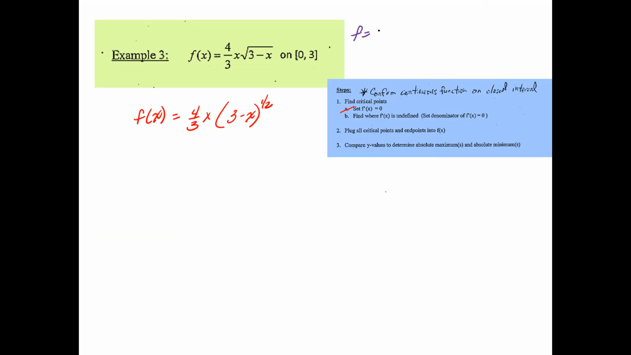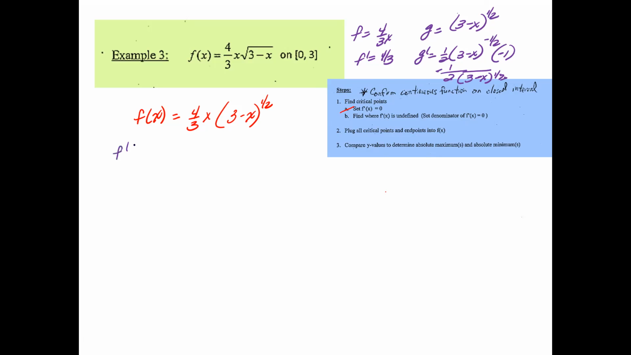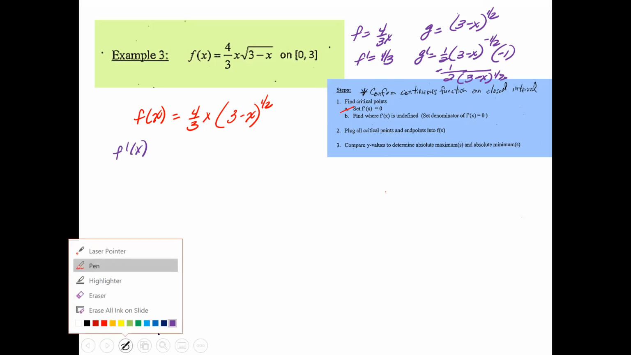So let's set it up. F equals 4/3 x, f prime equals 4/3. G is going to be 3 minus x to the 1/2. G prime is going to be 1/2 times 3 minus x to the negative 1/2 times the derivative of negative x, which is a negative 1. So if I were to rewrite this, I will write it as a negative 1 over 2 times 3 minus x to the positive 1/2 if it's in the denominator.